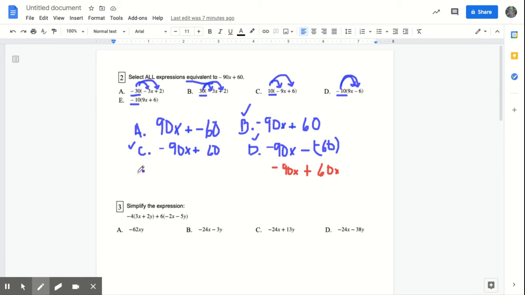All right, and then letter E. Going to multiply that negative 10 times everything inside. All right, so we have three options here that would be equivalent. Make sure that you remember that distributing the number outside means that you're multiplying the numbers inside. And it has to do all of them. Every number inside has to get multiplied by what's outside.